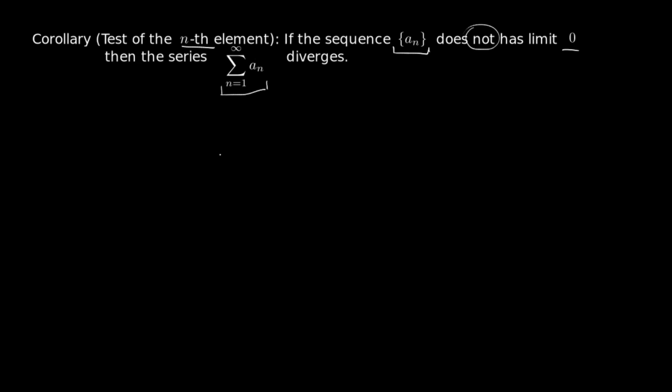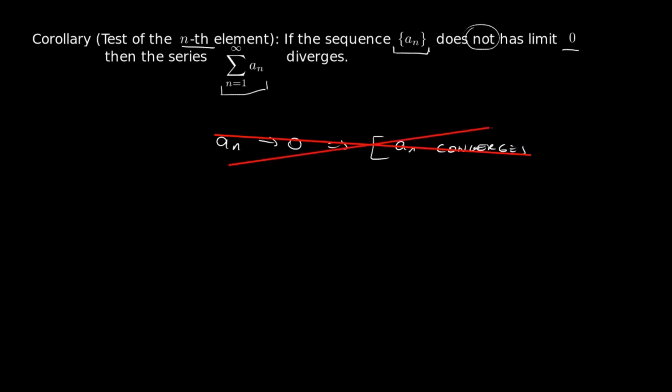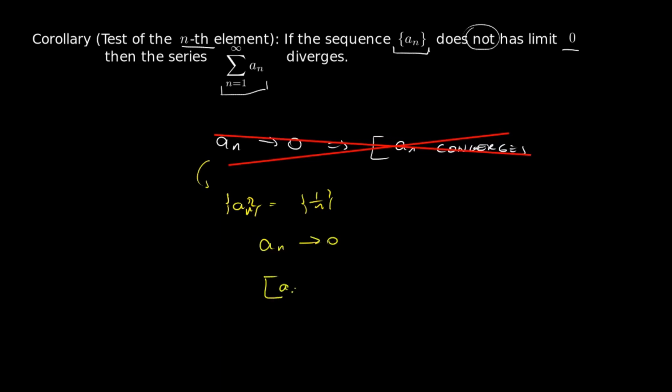Notice that this is very different from saying that if a sub n has limit 0, then the series converges. This is not what this corollary is saying, and in general it is not even true. A good example for this is the sequence a sub n equal to 1 over n. a sub n has limit 0, but as we'll see in other videos, the sum of a sub n, that is the sum of 1 over n, diverges.